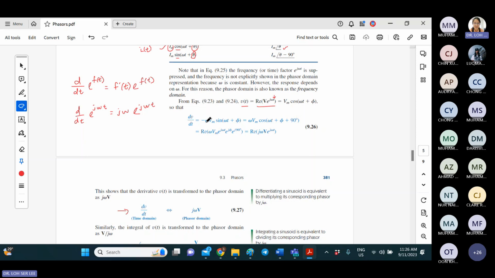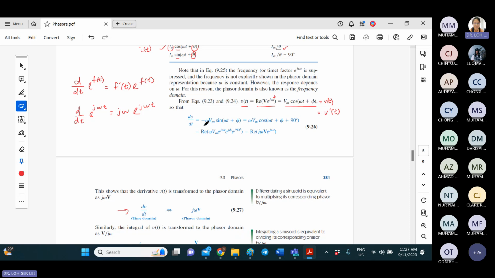Oh, it used this one. I'm sorry, it used this formula to differentiate. Okay, because we have this real part, we have the V. You have to show the V. Okay, we look at this VT.